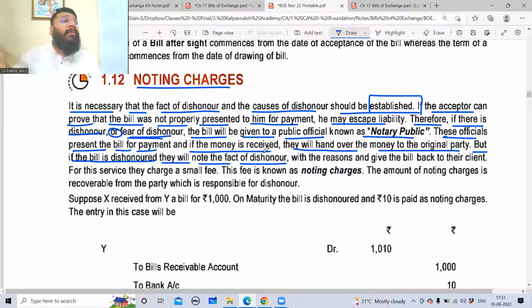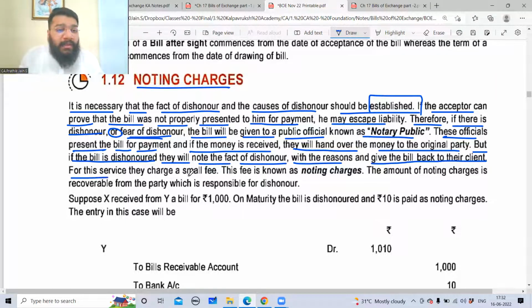So we'll get all the information from the acceptor as to why he did not make the payment, and he will make a note of it. That is called noting. But if the bill is dishonored, they will note the fact of dishonor with the reason and give the bill back to the client. Client means who here? Seller. So in the bill of exchange, the notary will turn the page around and note the facts or the reasons for dishonor. He will put his sign and seal and give this document to the seller. Tomorrow, if the seller goes to the court to recover the money, this document with the notary public seal will be a very big evidence.